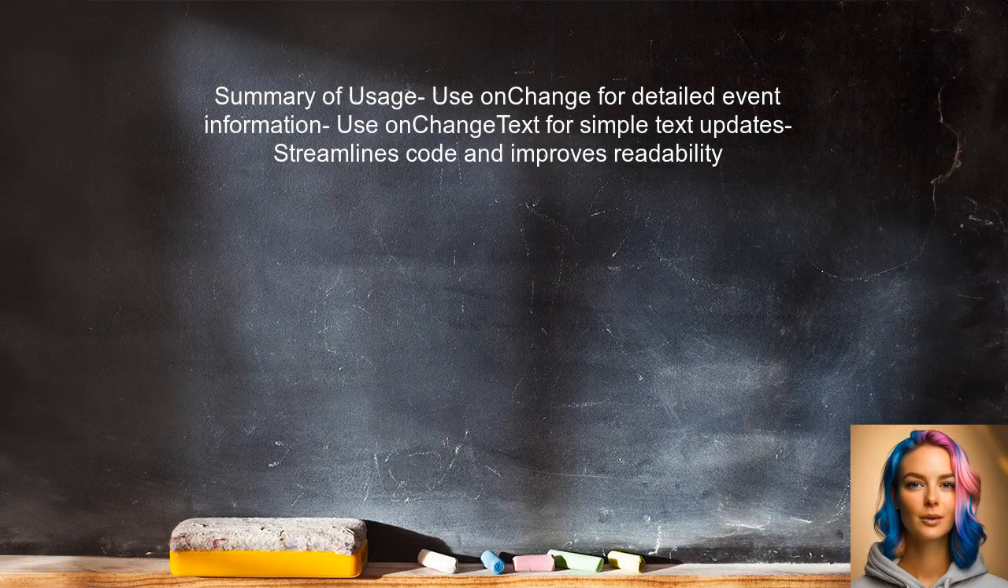In summary, the user should choose onChange when they need more information from the event object and onChangeText when they only need the updated text. This will help streamline their code and improve readability.